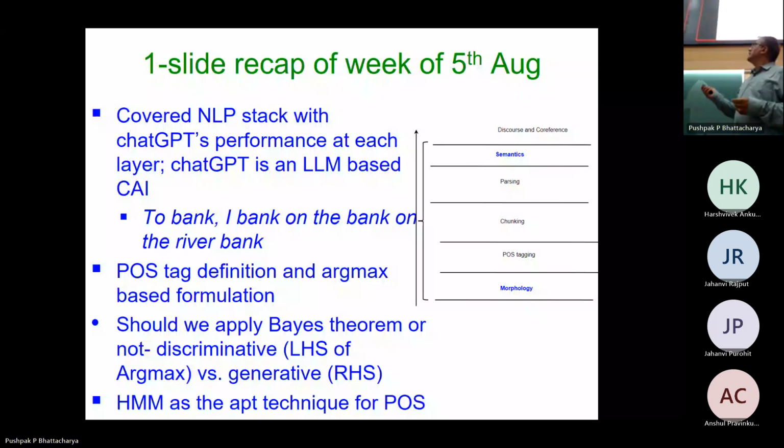Anyway. So the NLP stack, as you can see on the right-hand side, passes through morphology, POS tagging, chunking, parsing, semantics, discourse, and so on. At every layer, we could see that the ChatGPT system worked pretty well. It could handle a complex sentence like "To bank, I bank on the river bank."